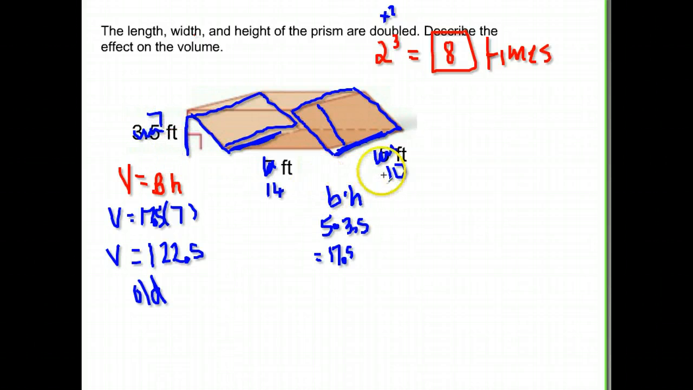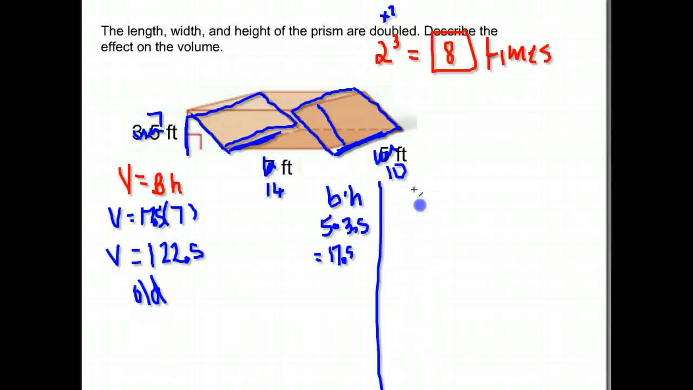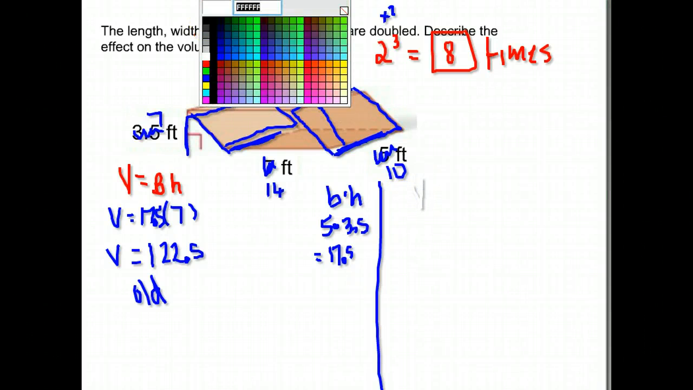So now, let's find our new volume after all of those have been doubled. Okay, we're still doing that the volume is the area of the base times the height.